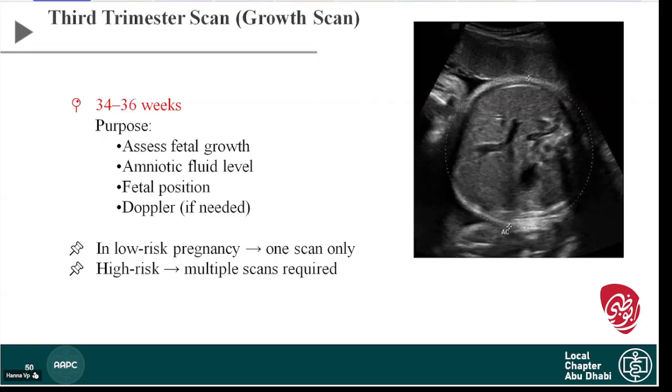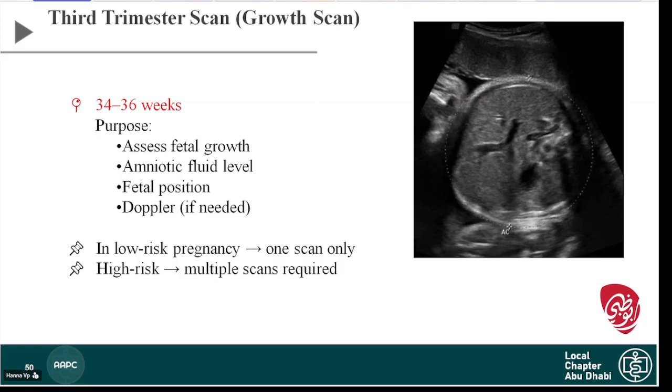And what are the main purposes, guys? Assess fetal growth. It helps to find out the fetal growth. Amniotic fluid level: the fluid inside the uterus on which the baby is lying. We can know the level of the fluid. Fetal position: it helps to know the fetal position. And a Doppler test may also sometimes be taken in this case.